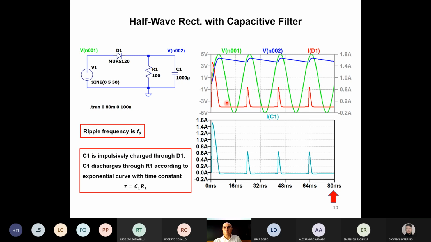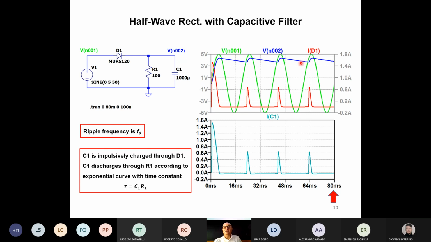And here I plotted in red the current through diode 1. But I also plotted the current through the capacitor C1. Okay? I did not plot the current through resistance R1 because, again, the current through R1 has the same shape as the voltage, which is blue. It's just a matter of scale. The current is proportional in a resistance to the voltage. So the shape of the current is, again, like this blue.